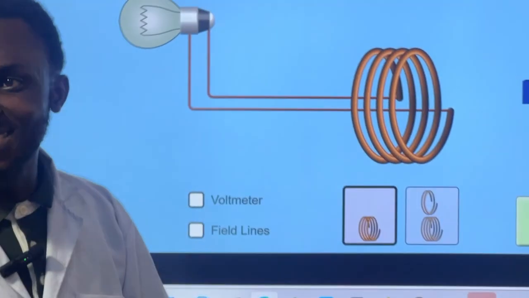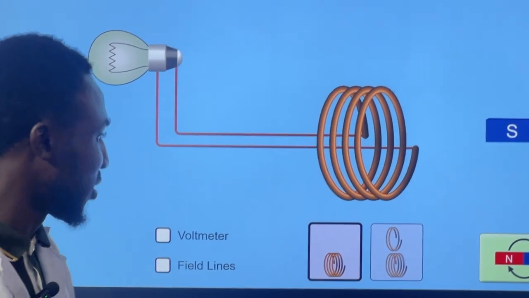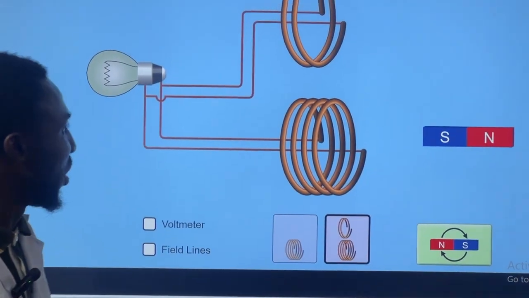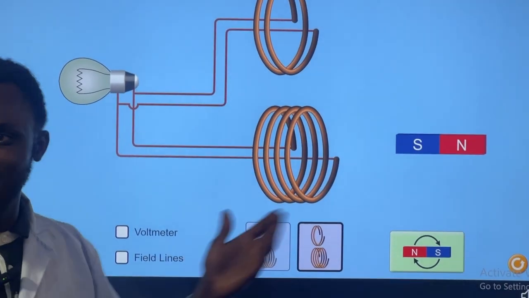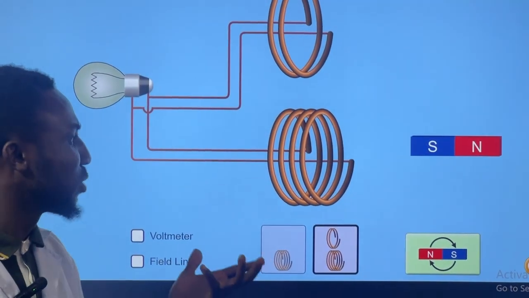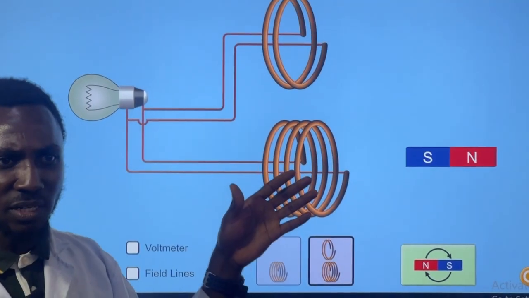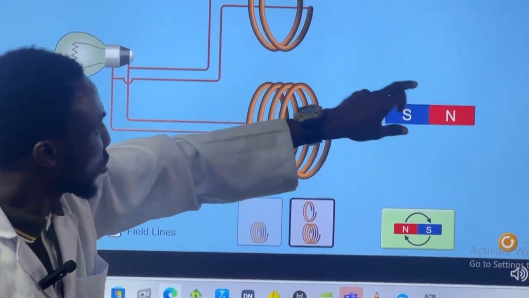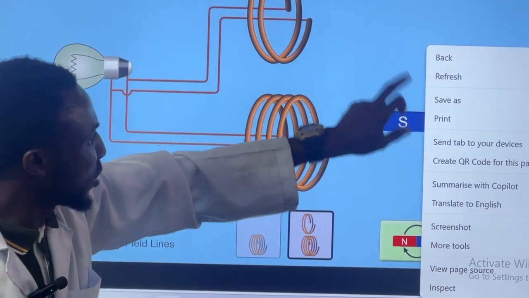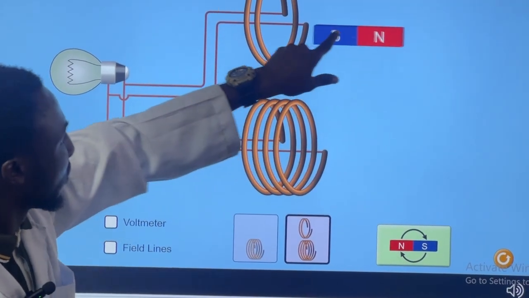What if I increase the number of coils? So we have two coils now. Now you see there is what we call what physics here. Now I think you might want to ask a question. What will happen if I move this magnet towards the second coil, demonstrating what you had the other time?